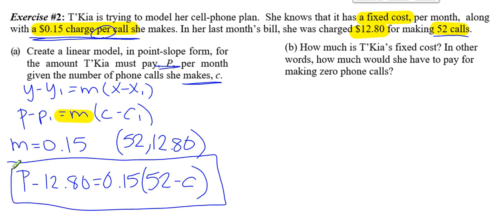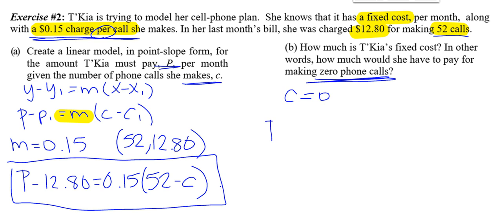B says, how much is Takia's fixed cost? In other words, how much would she have to pay for making 0 phone calls? So 0 phone calls means that the C is going to equal 0. So you can solve for P to start with in this equation and then plug in 0 for C and solve for P, or you can just plug in 0 right away and solve for P. That's what we're going to do.